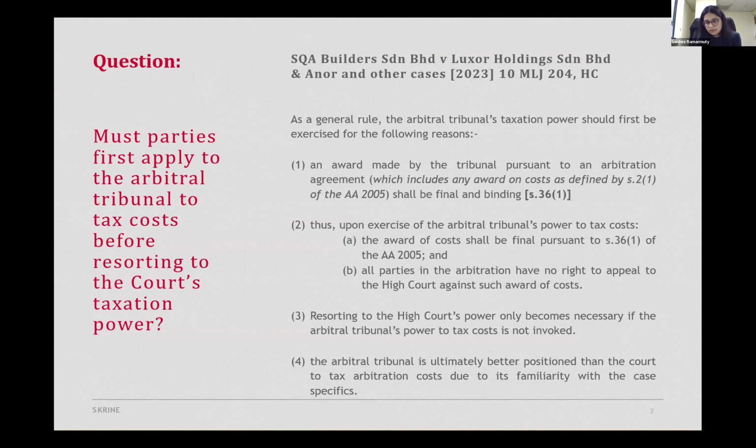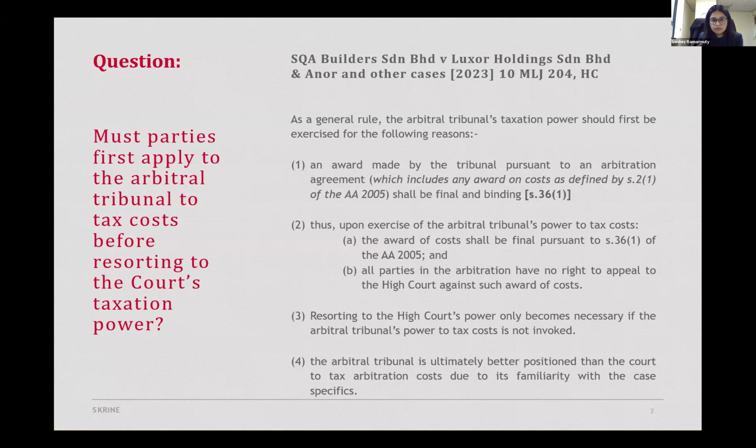So in summary, to answer the question that was posed to you, the court was of the view that the tribunal should have taxed the cost, and his refusal to do so amounted to an abdication of the arbitrator's statutory discretionary power, and the court rejected the arbitrator's views.